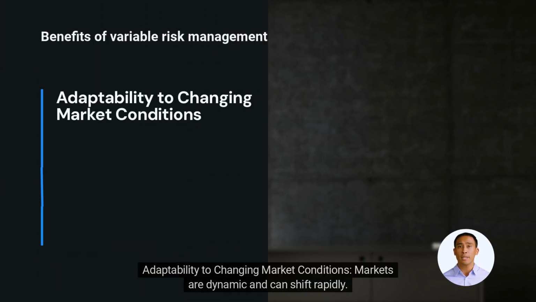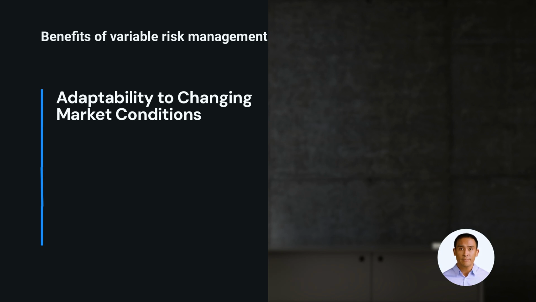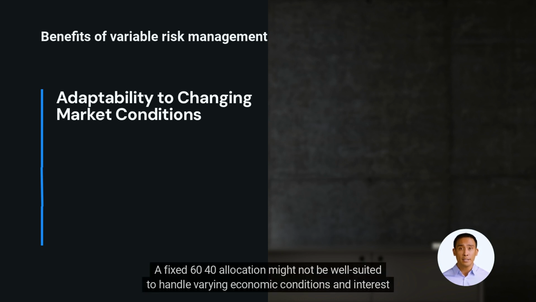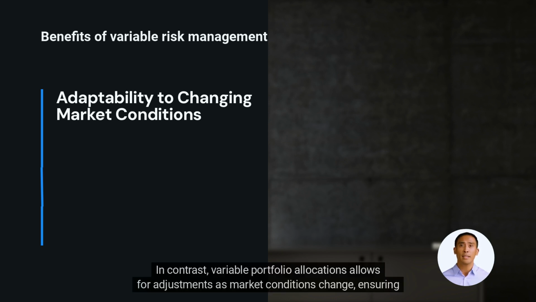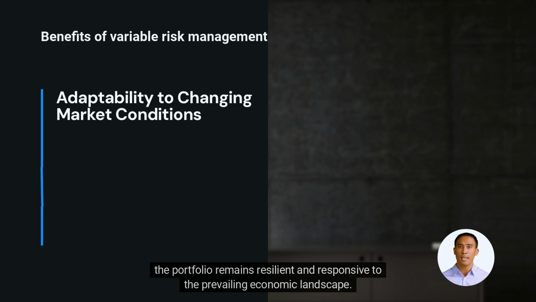Adaptability to changing market conditions. Markets are dynamic and can shift rapidly. A fixed 60/40 allocation might not be well suited to handle varying economic conditions and interest rate environments. In contrast, variable portfolio allocations allow for adjustments as market conditions change, ensuring the portfolio remains resilient and responsive to the prevailing economic landscape.